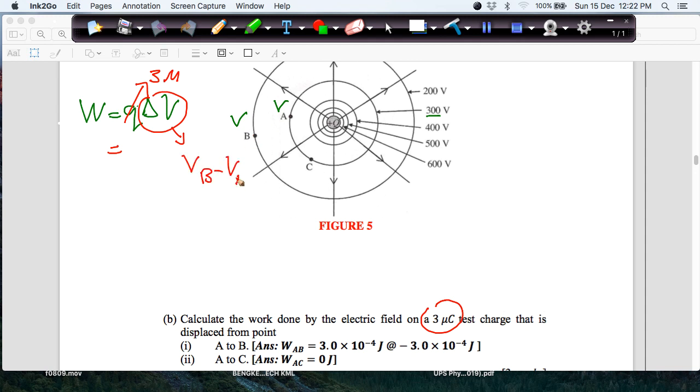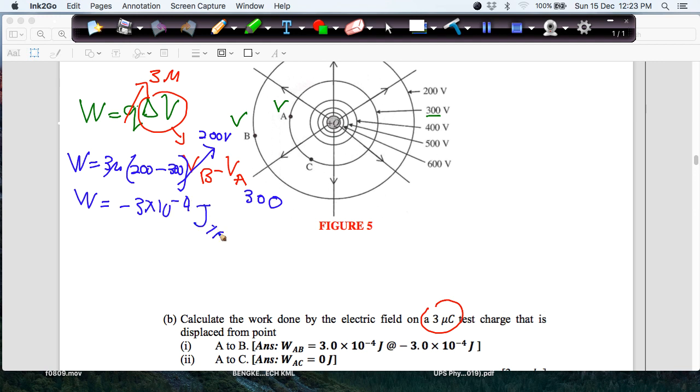minus VA. VB is equal to 200 volts, and VA is 300. So W is 3 microcoulomb times (200 minus 300) volts. The work done is equal to negative 3 times 10 to the power of minus 4 joule.